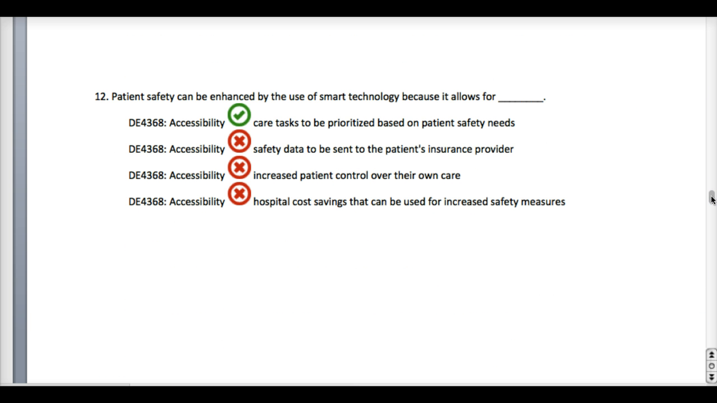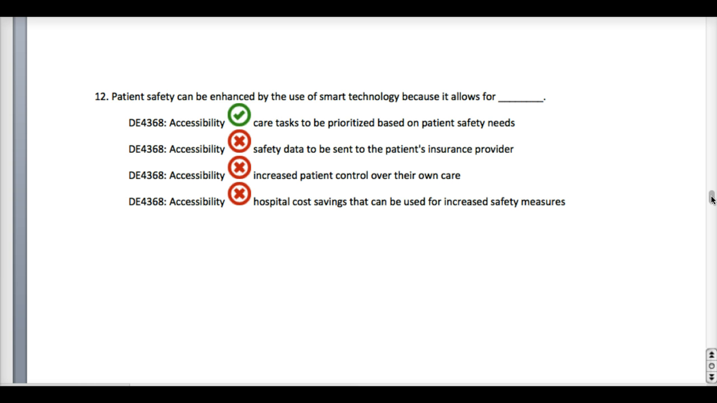Patient safety can be enhanced by the use of smart technology because it allows for care tasks to be prioritized based on patient safety needs. Well, that certainly sounds like smart technology would allow me to do that. Safety data to be sent to the patient's insurance provider. That doesn't have to relate to patient safety. Look at the question. Increase patient control over their own care. That certainly can occur. Patients can end up ordering their meals, getting hold of their nurse through some of the use of smart technology. But again, you're talking about patient safety. Let's leave that in and get back to it.